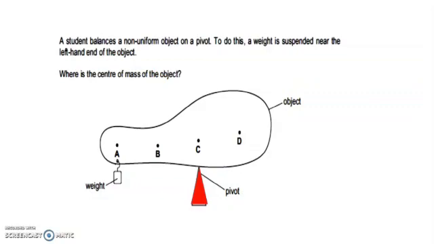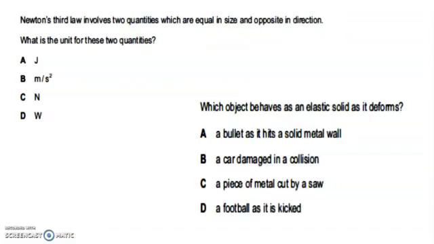A student balanced a non-uniform object on a pivot. To do this, a weight is suspended near the left hand end of the object. Where is the center of mass of the object? Options are A, B, C and D. On A we have a suspended weight. The correct option is D.